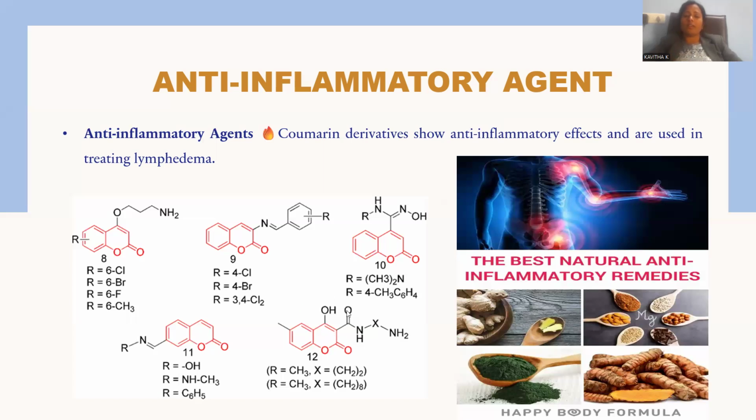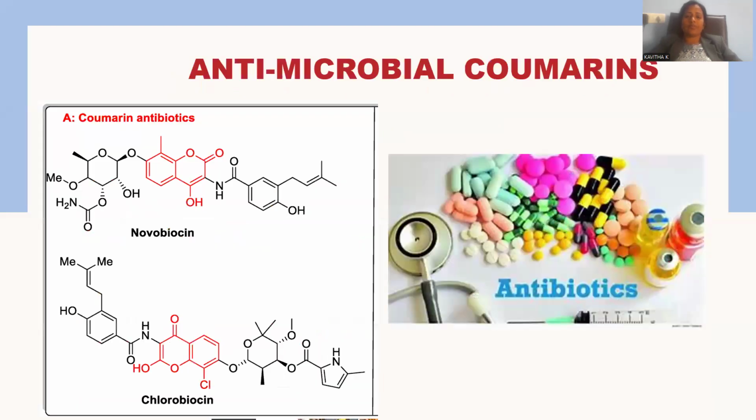All together are proven for the anti-inflammatory activity, and they are efficient curatives in order to remove the pains, relieve the pains because of this muscular contractions, etc., right? So these are proven antibiotics which originate from this coumarin skeleton, novobiocin and chlorobiocin.